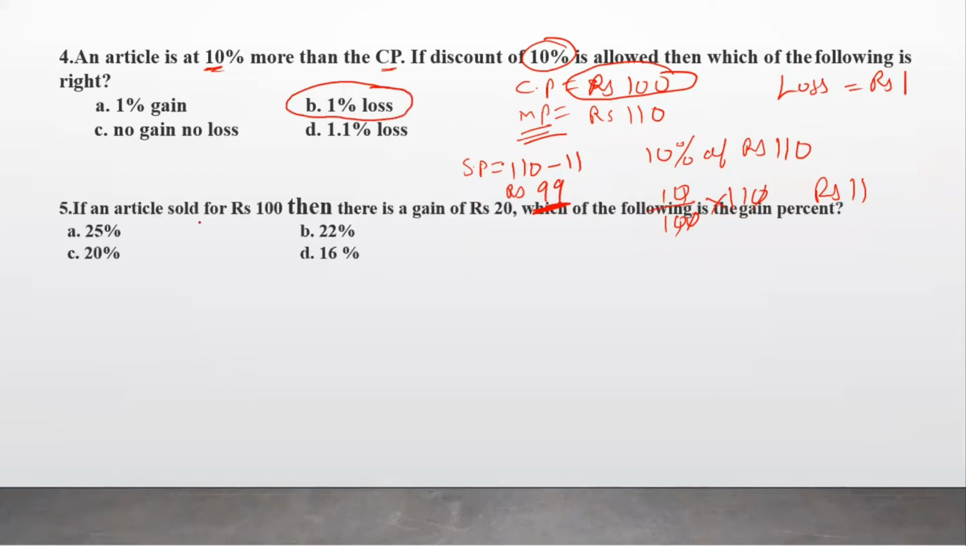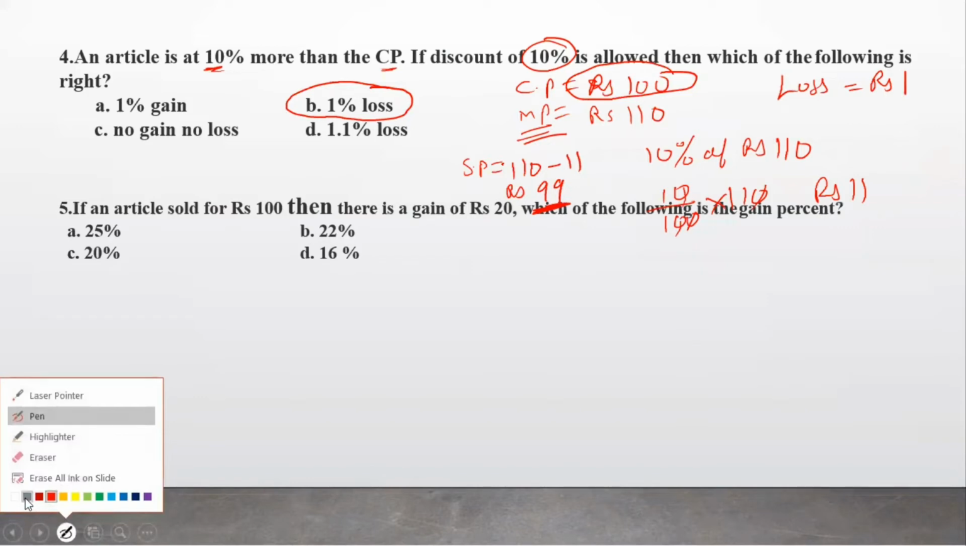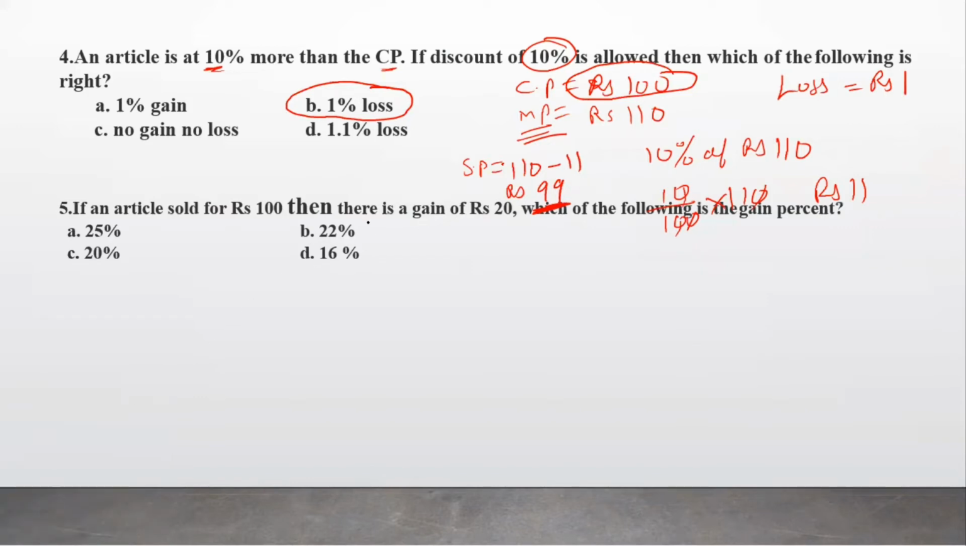Okay. So now, when an article is sold for rupees 100, there is a gain of rupees 20. Then you are asked what is the gain or profit percent. For that, it is sold for rupees 100, and then selling price minus gain is equal to cost price, which is 100 minus 20, that is rupees 80. This is going to be your cost price, right? And then you are asked to find the profit percent.